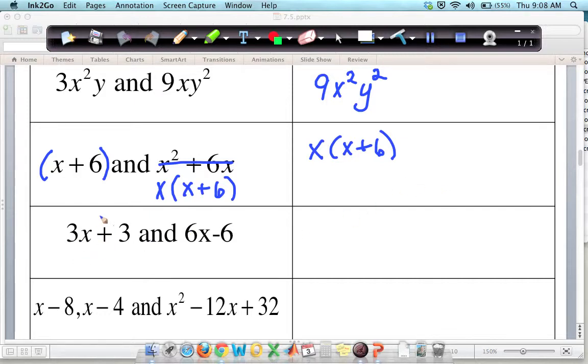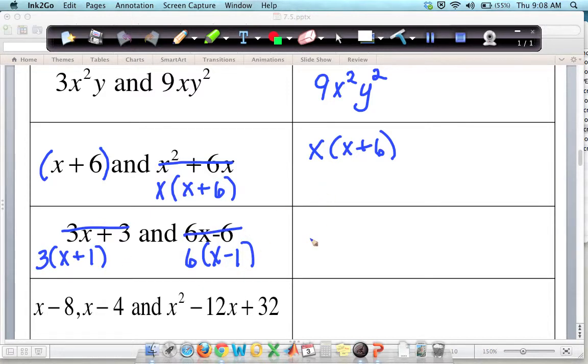Okay, let's do the same thing with the second one. Again, first I need to simplify. So for 3x plus 3, I'm going to pull a 3 out, and I get 3 times x plus 1. And for the second one, I'm going to pull a 6 out, and I get 6 times x minus 1. And I'm going to ignore those two and just look at what I've factored.